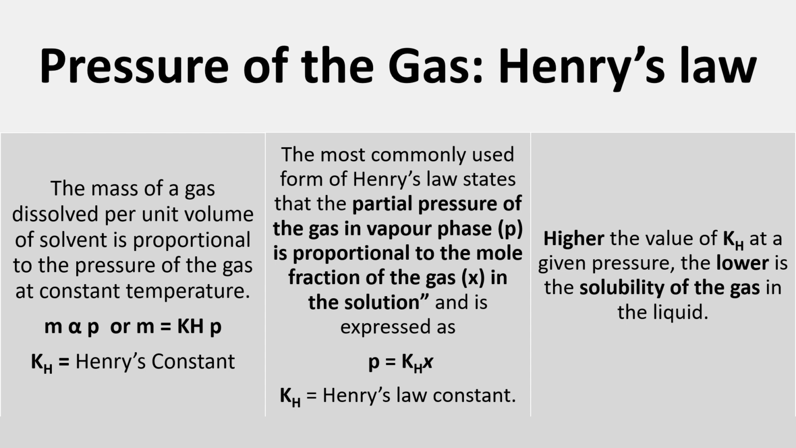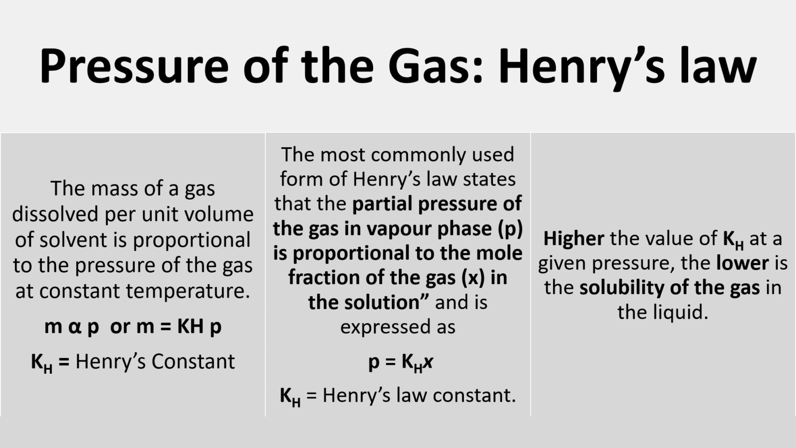Simple enough. Pretty much. The equation is often written as mass dissolved, m equals a constant KH times pressure P, or partial pressure P equals the constant KH times the mole fraction x of the gas in the solution. Okay, KH, the Henry's law constant. What's the key thing about that?